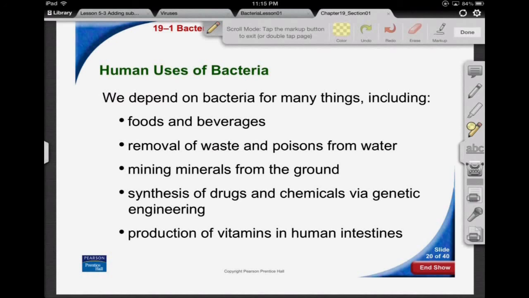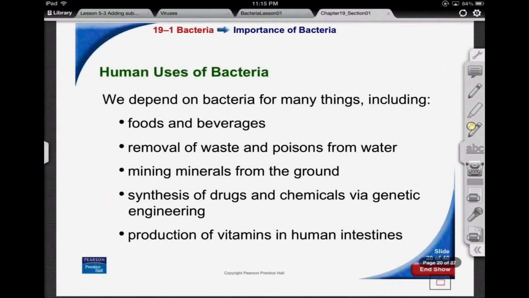We can use bacteria to remove waste and poisons from water, mine things from the ground, as I've said, synthesize drugs and chemicals, and vitamin K specifically in the human intestine. Heck, they even help us produce our food and beverages. Pretty interesting stuff. We need them, they need us.